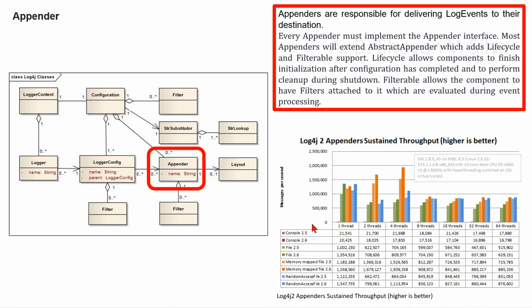For example, there are 3 appenders for logging to a file: file, random access file, and memory mapped file appenders. Which one should you use? If performance is all you care about, the graphs below show your best choice is either the memory mapped file appender or the random access file appender.